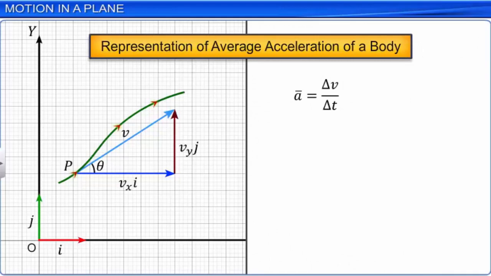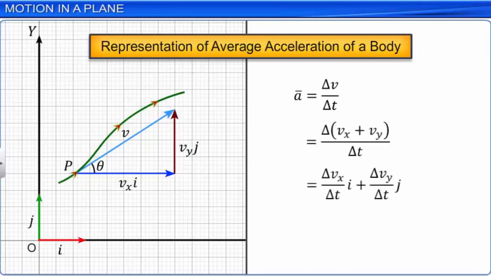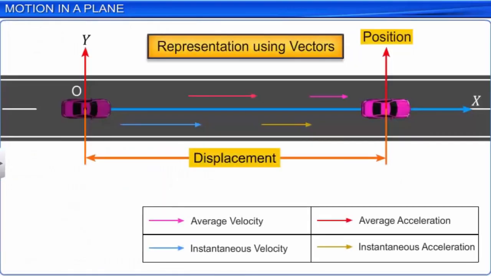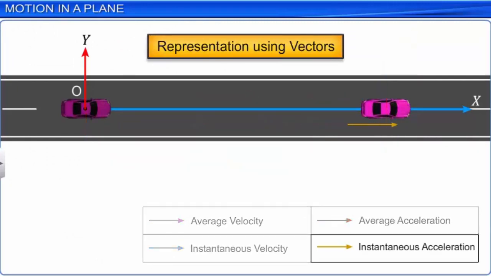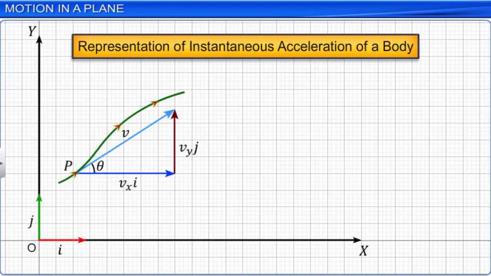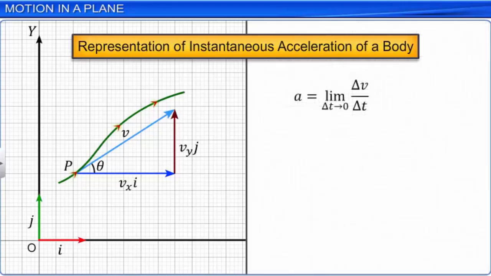Finally, let's discuss the representation of instantaneous acceleration of a body using vectors. Consider the body moving in the xy plane. The instantaneous acceleration, or acceleration, is the limiting value of the average acceleration as delta t approaches 0. On simplification and substitution, we get a is equal to axi plus ayj.